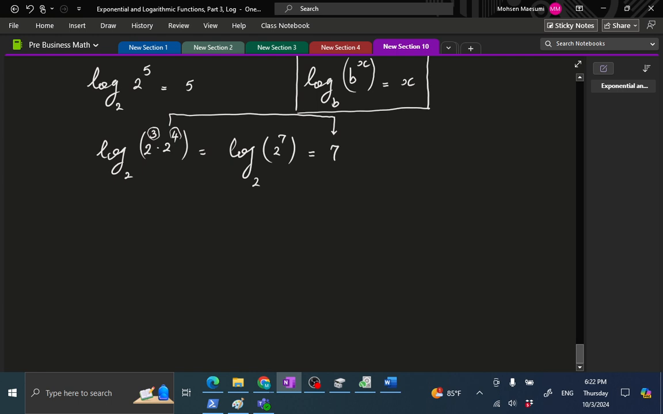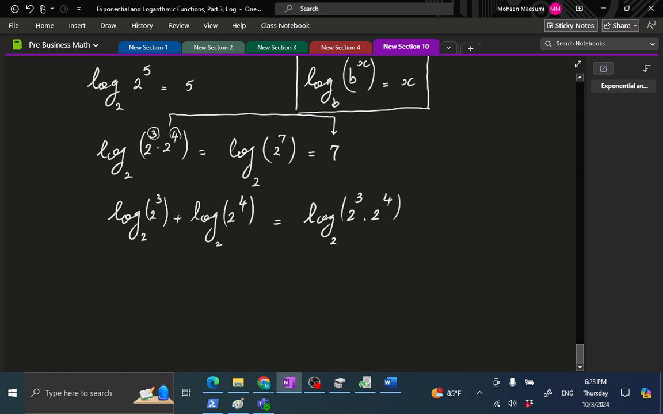Now, what is that 3? That is logarithm of 2 cubed in base 2. That's 3. And what's that 4? That's the logarithm of 2 to the power of 4 in base 2. Is that right? So that is the same as logarithm of 2 cubed times 2 to the power of 4 in base 2.